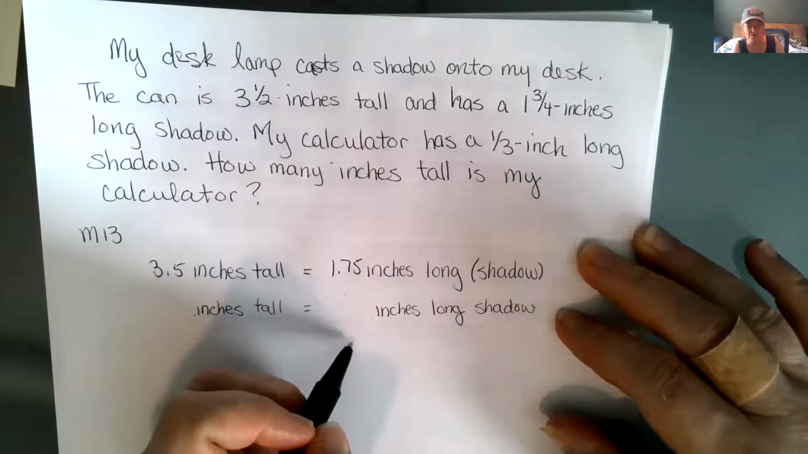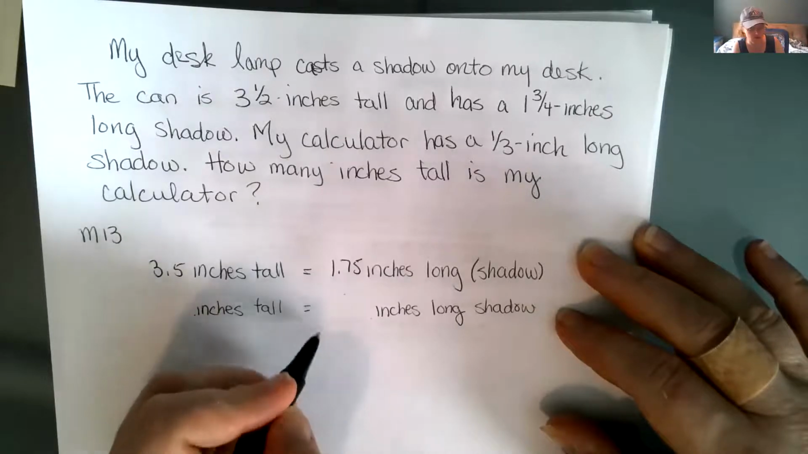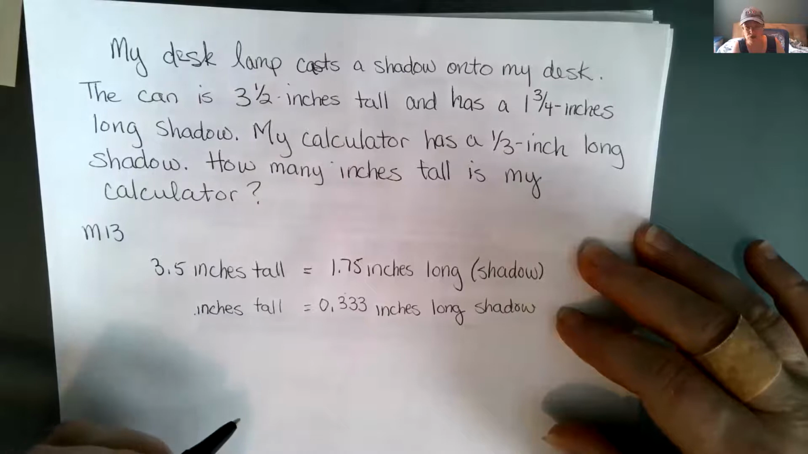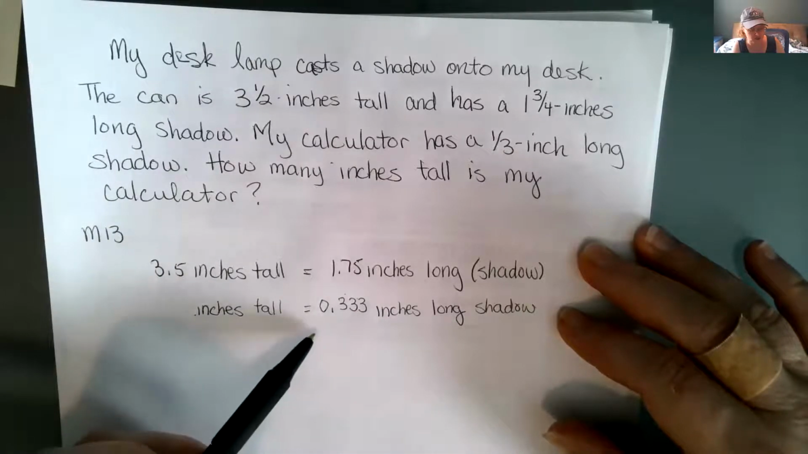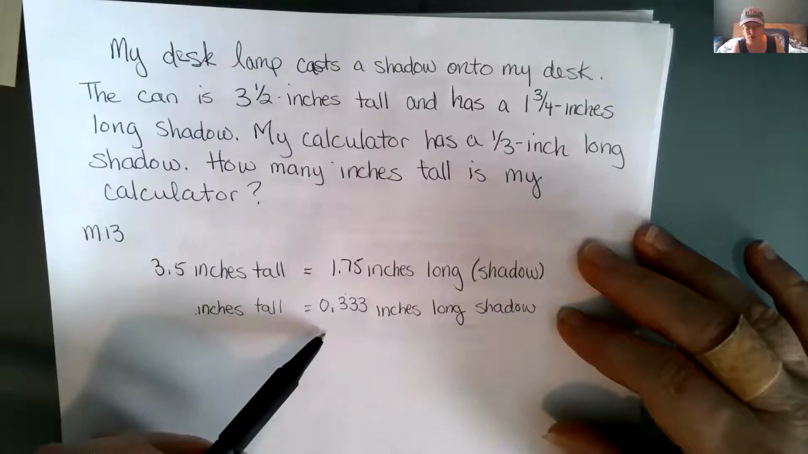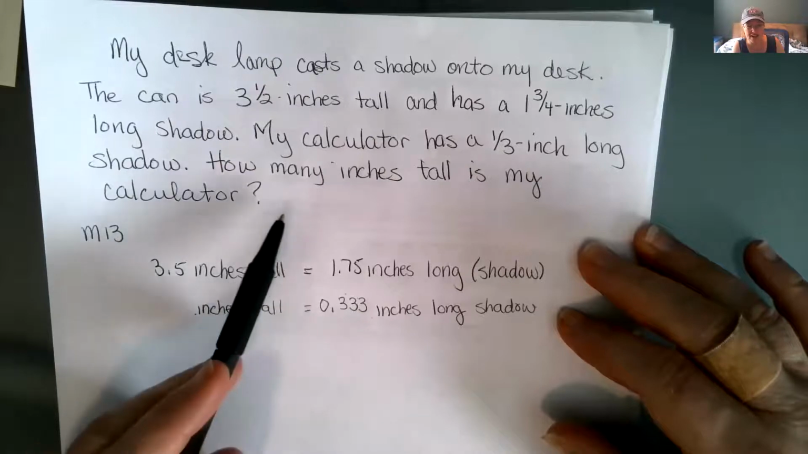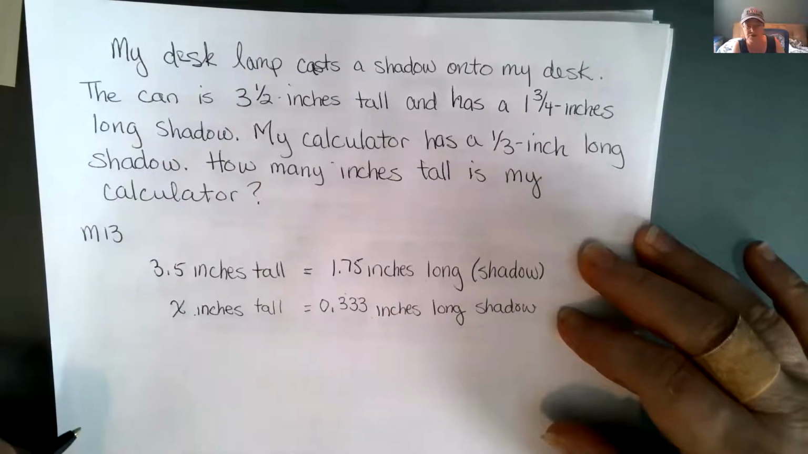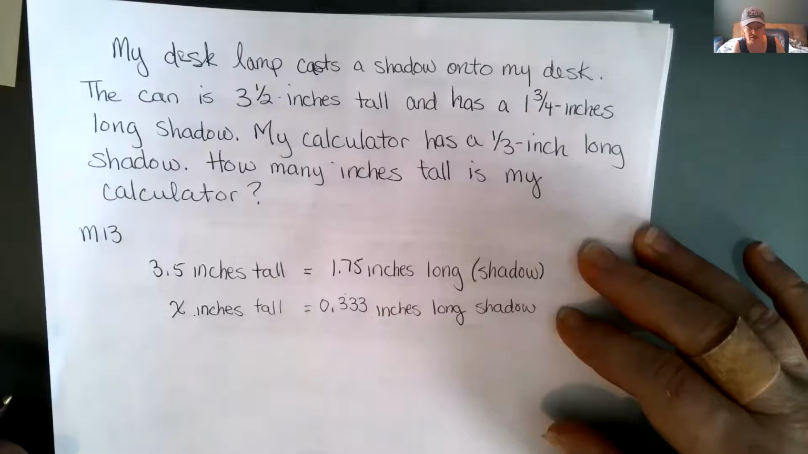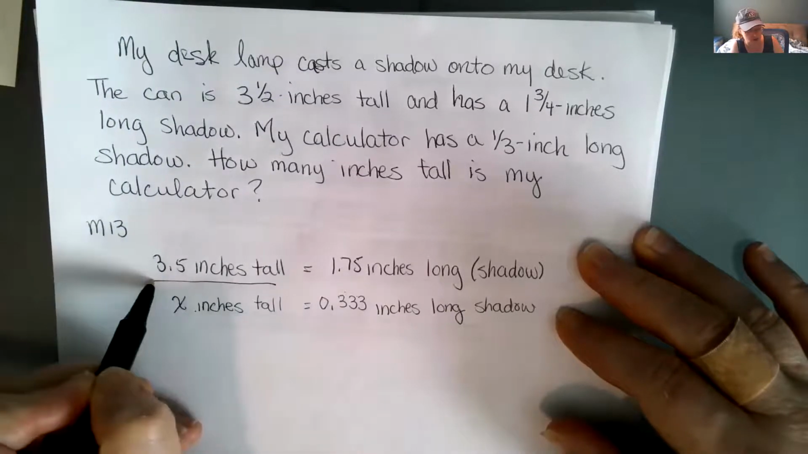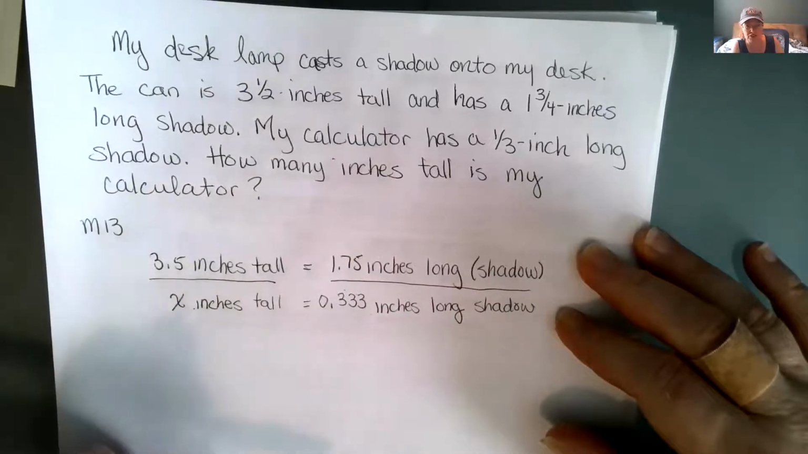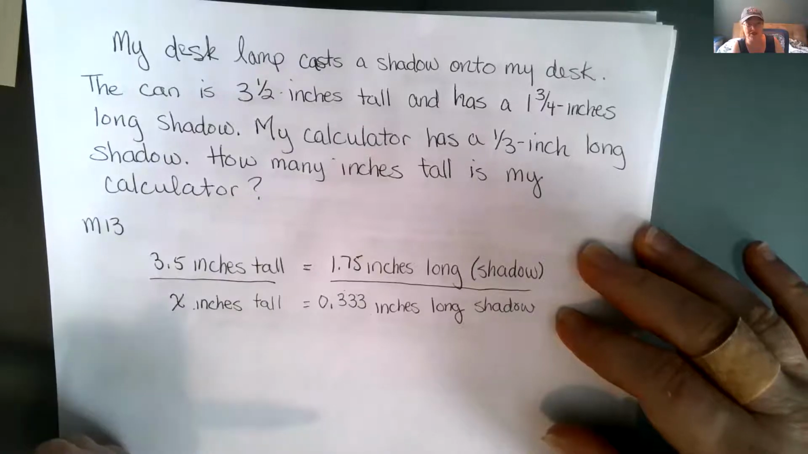Do you know? 0.33. Yeah, let's give it one more. I find that when I do the proportion problems and stuff where I'm converting the fractions into decimals, it's been working really well if I do 3 decimal places. So we'll do 0.333. And then it's asking how many inches tall is my calculator. So that'll be our X. And then the cool thing is we can just put our little fraction bar here, and we've created a fraction equal to a fraction. We now have a proportion that we can solve.